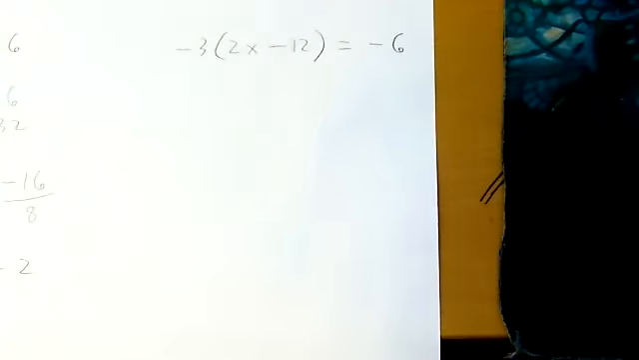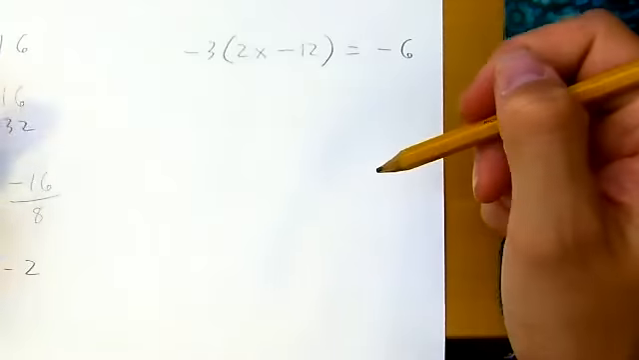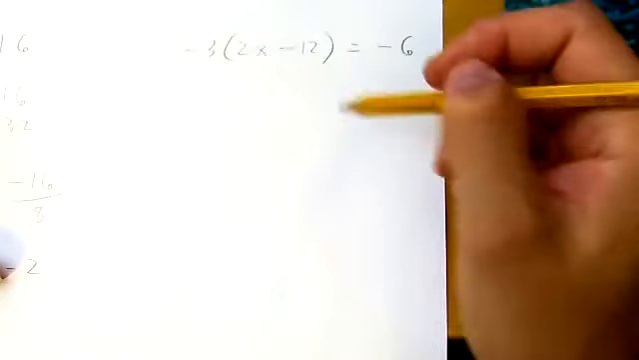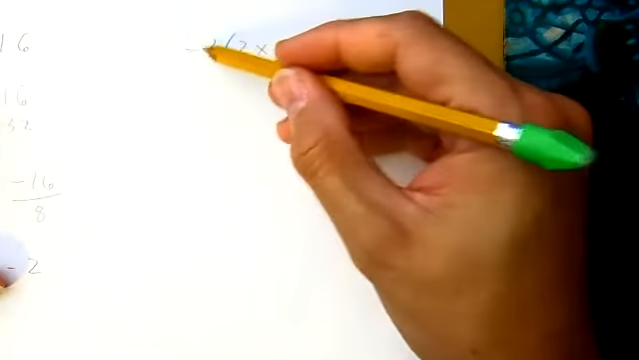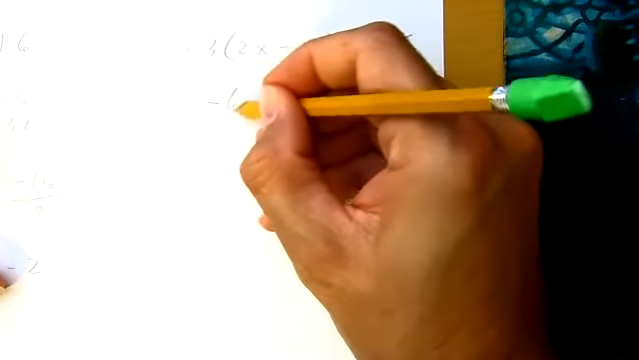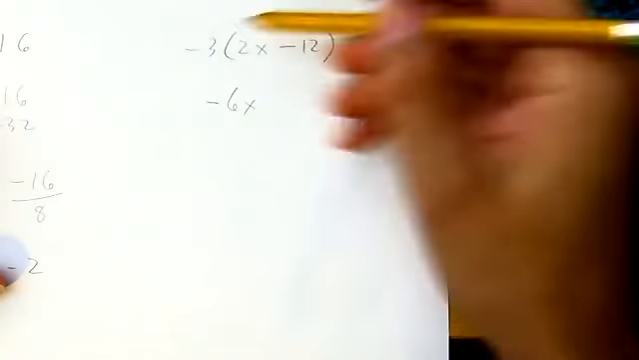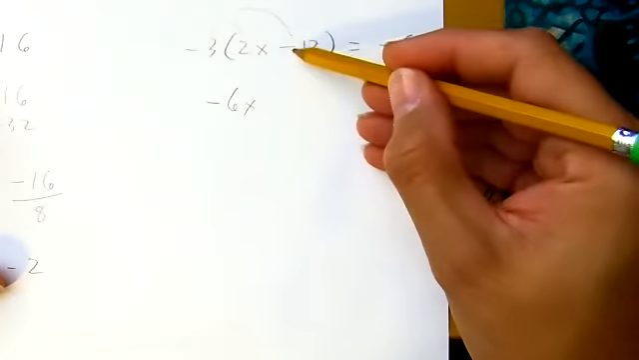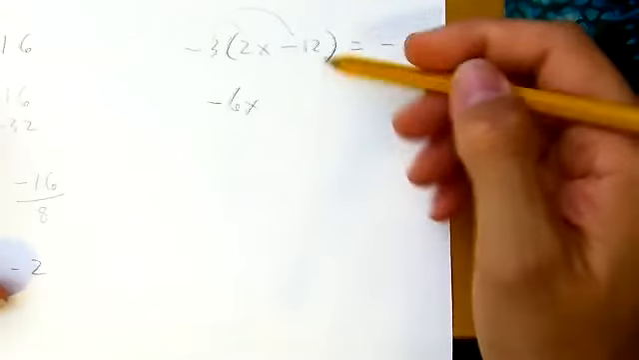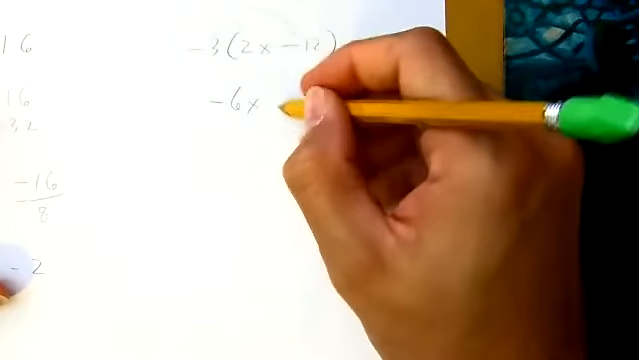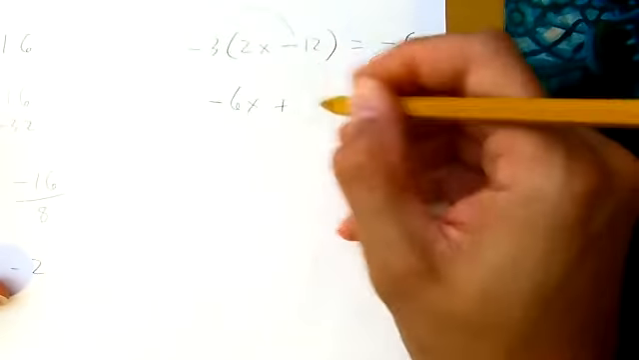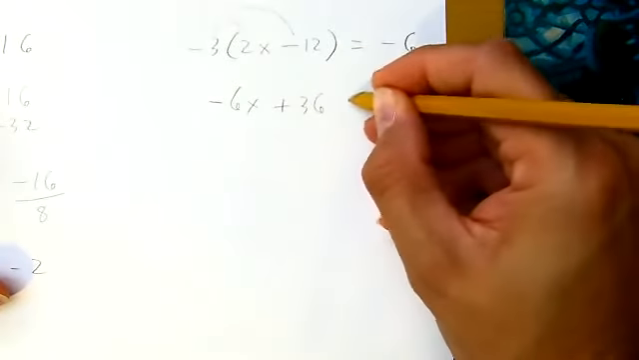Say we've got -3(2x - 12) = -6. So again, same first step. Multiply your -3 times your 2x. A negative times a positive is going to end up being a negative. A negative times a negative, and you do treat that as a negative even though it's -12. We talked about that. So negative times a negative makes this a positive 36.